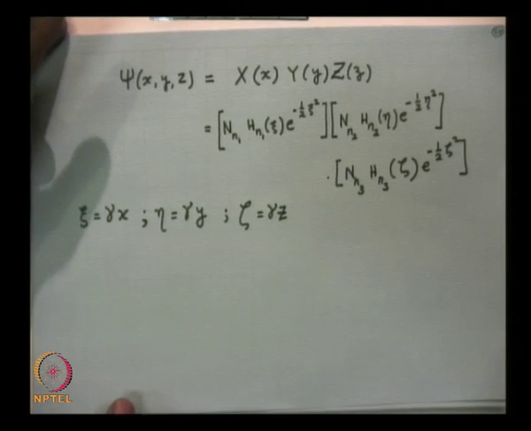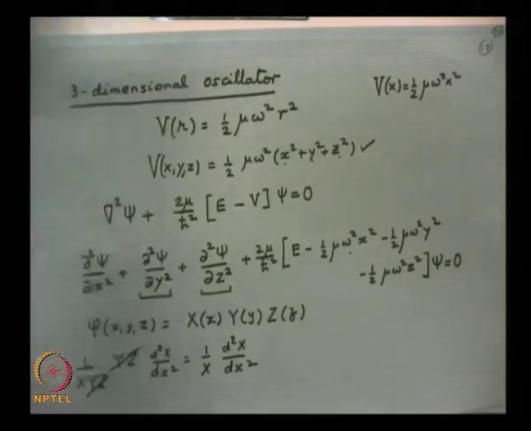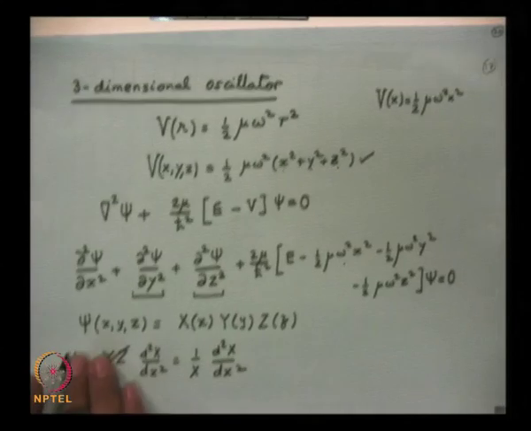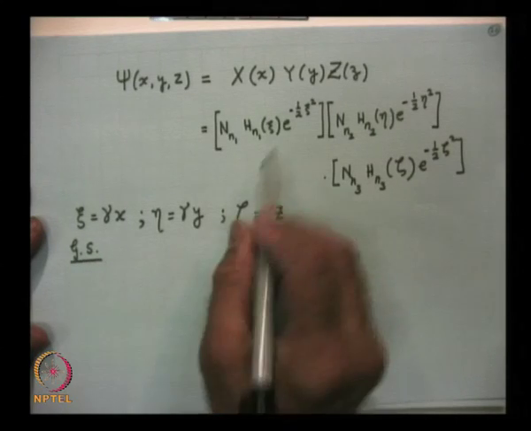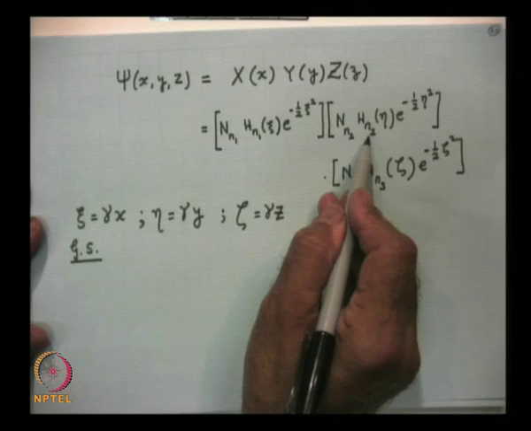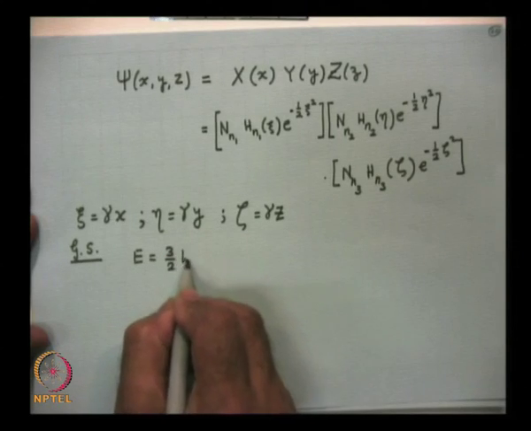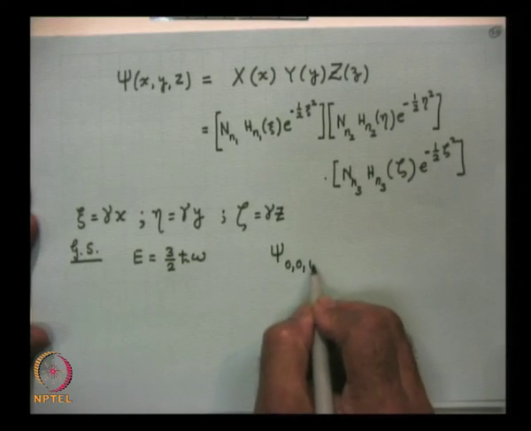So, these are the rigorously correct normalized eigenfunctions, orthonormal eigenfunctions for the 3-dimensional oscillator problem. That is, for V of x given by this, these are the eigenvalues. So, let me write it down once again. For the ground state, n1 is 0, n2 is 0, n3 is 0. So, the total energy is 3 by 2 h cross omega, and you have the eigenfunction psi 0 comma 0 comma 0.